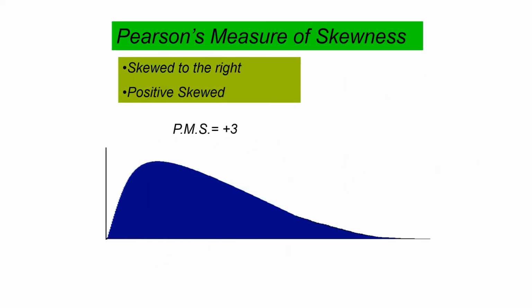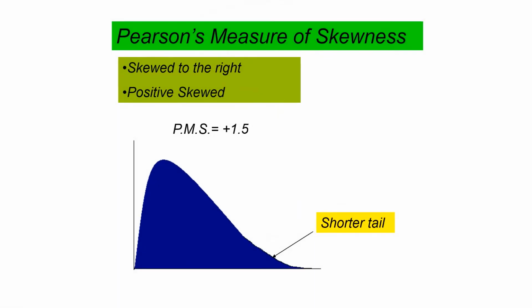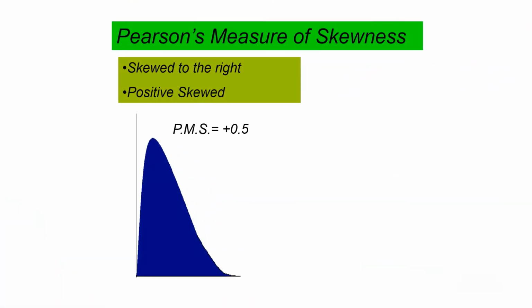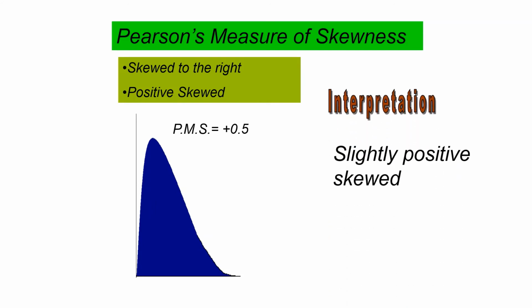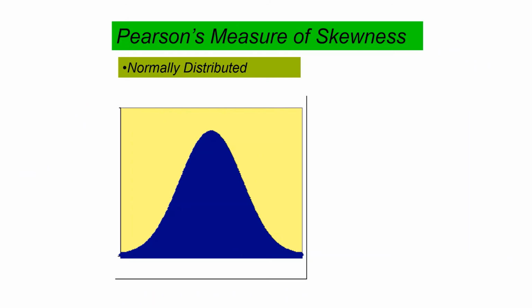The maximum value is +3, indicating the frequency curve is perfectly skewed to the right, or perfectly positive skewed. When the value is around +1.5, the frequency curve is moderately skewed to the right, or moderately positive skewed. When the value is close to 0 on the positive side, the frequency curve is slightly skewed to the right, or slightly positive skewed. Pearson's measure of skewness is equal to 0 when the shape of the frequency curve is normal.